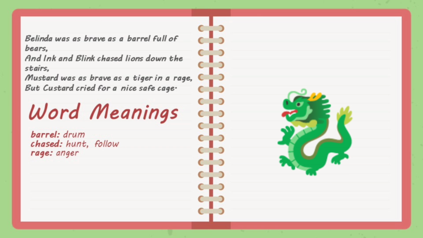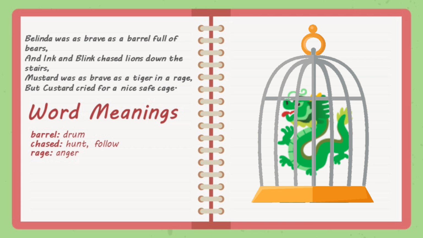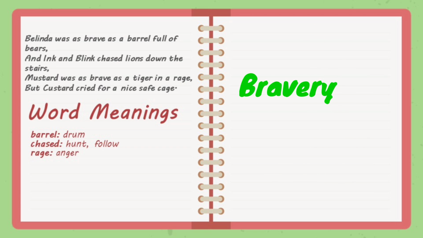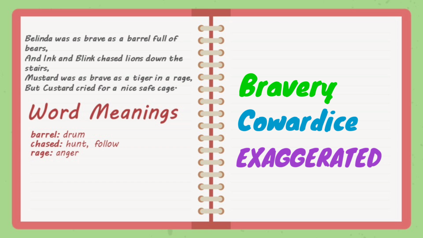But the dragon, Custard, was a weak, timid and comfort-loving creature who always demanded a nice, safe and secure cage. Both the bravery of the cat and the mouse and the cowardice of the dragon are exaggerated for the sake of humor.